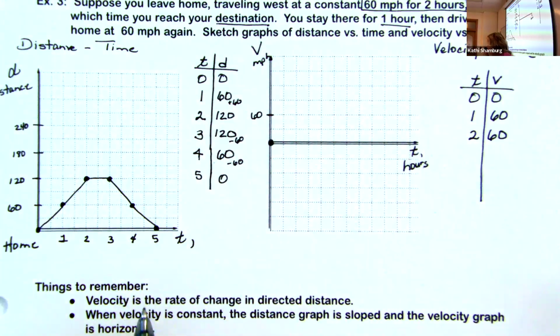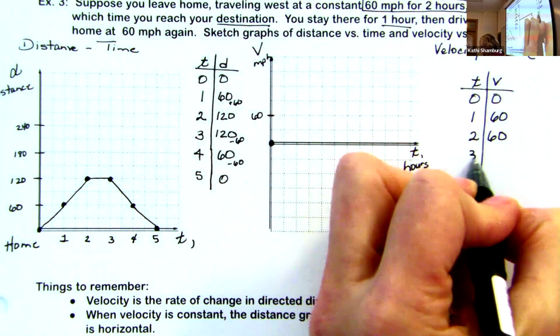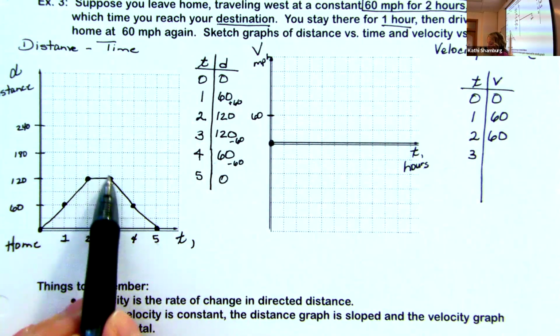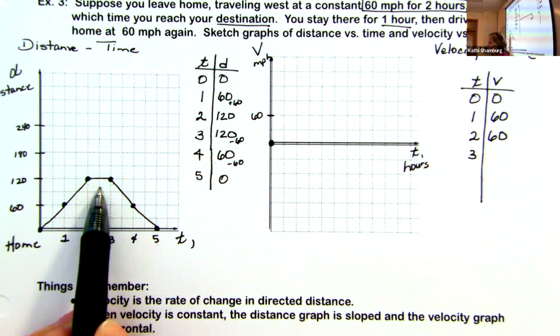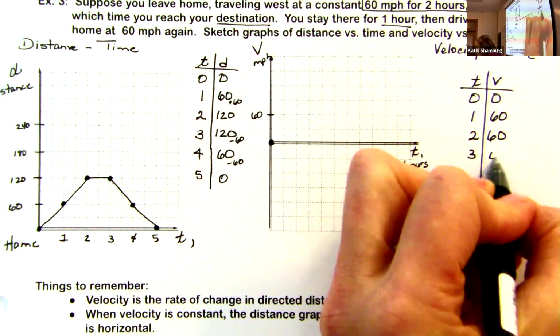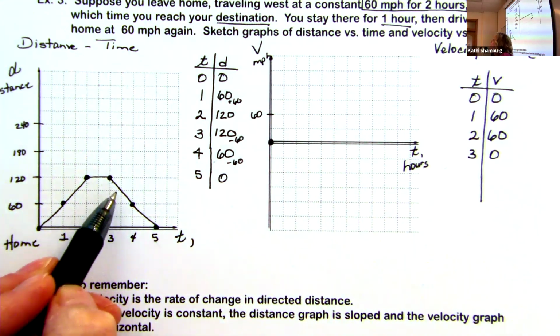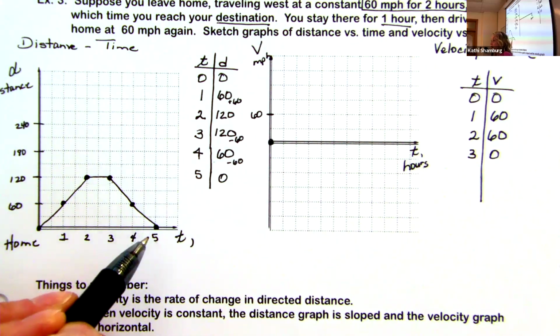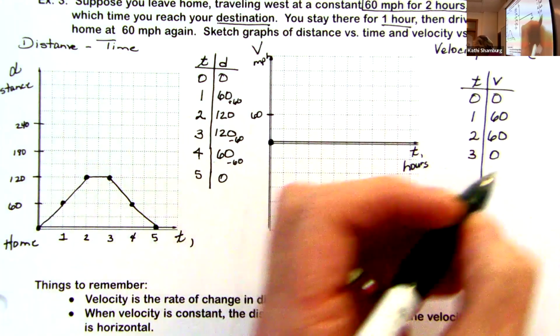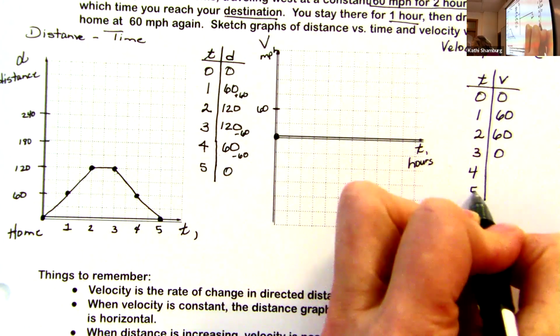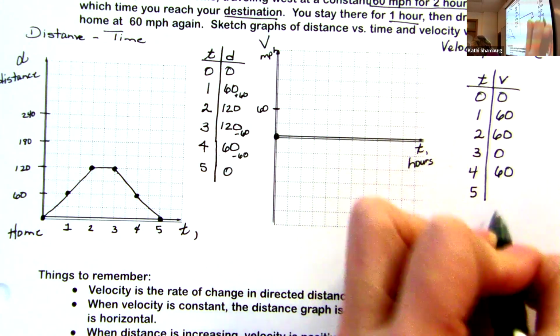Now, at that point in the 3rd hour where I'm hanging out right here, how fast am I driving? 0 miles an hour. Now, here's the key here, because now I'm going back home. Now, how fast am I driving still? I'm driving 60 miles an hour, but what happens here?